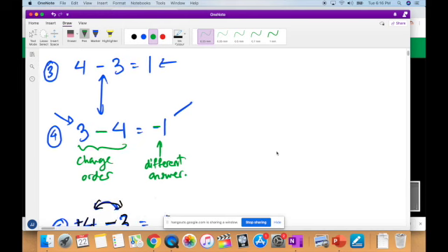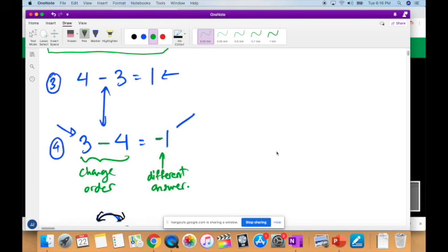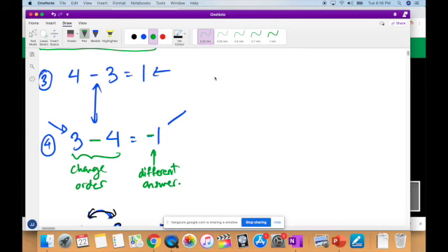Now, we took a look at this, and we saw that 4 minus 3 is 1, but 3 minus 4 does not give us 1, it gives us minus 1. So that means that subtraction is not what? So you notice this commutative thing, I keep bringing it up. It starts to become really important when you're dealing with unknown numbers, right?